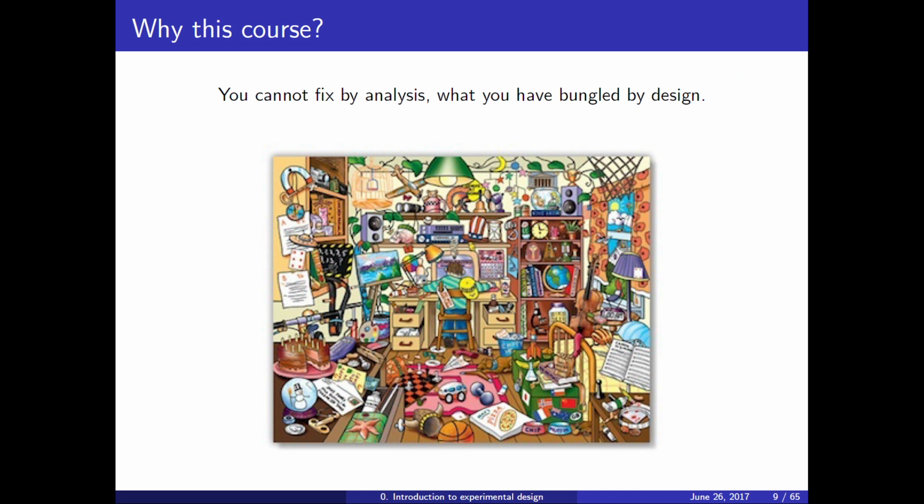An important message is that you cannot fix by analysis what you have bungled by design. We will come across this idea again later in the course, but an interesting topic is that you might have confounding variables. That means that you have designed the experiment in such a way that you cannot say whether the differences that you are seeing, for instance between control and treatment, are not caused by some other variable that is confounded with it, that is intermixed with that variable control treatment that you are interested in.